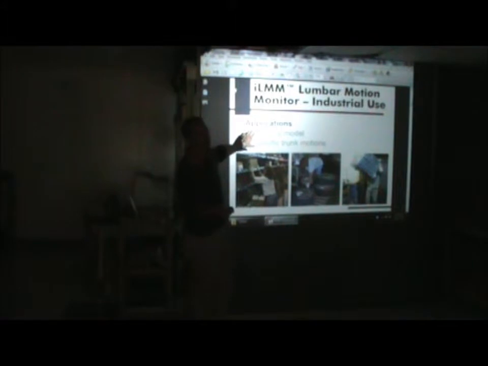So the applications of this lumbar motion monitor, mostly for industrial use. It does have a risk model, and we'll get into the risk model and the development and what the outputs are for that risk model a little bit. And then it also can give you specific trunk motion data. Like I said, it'll track how much flexion and extension, how much lateral bending, as well as twist. So you can get those movement patterns and output that data as well.